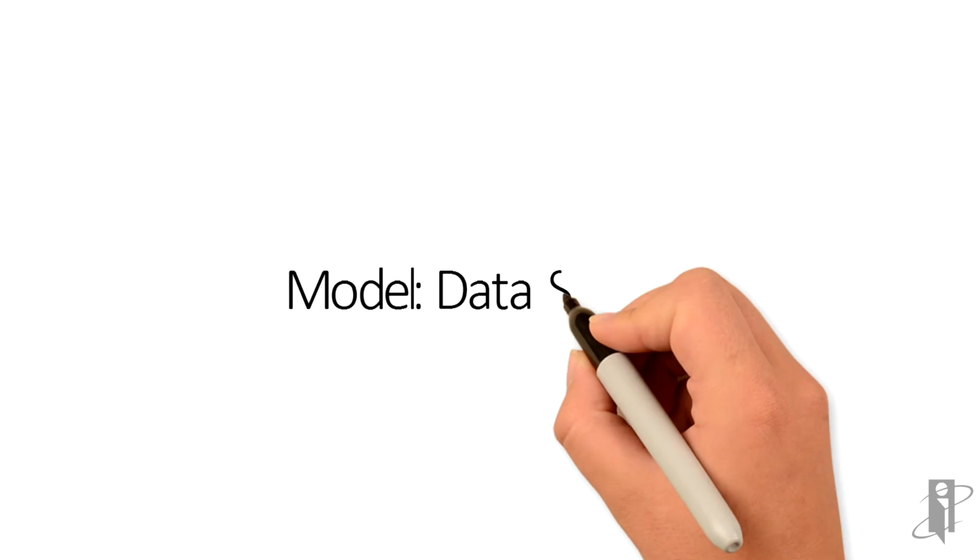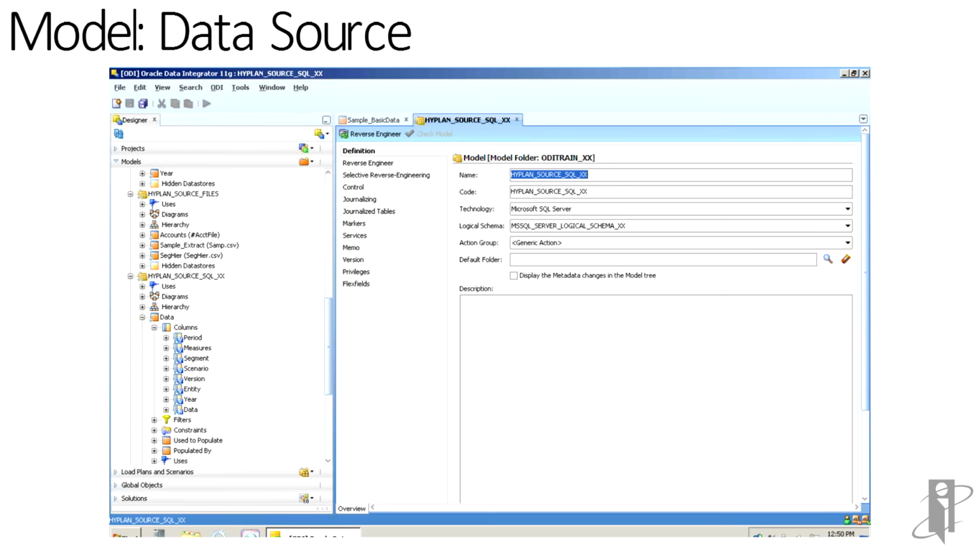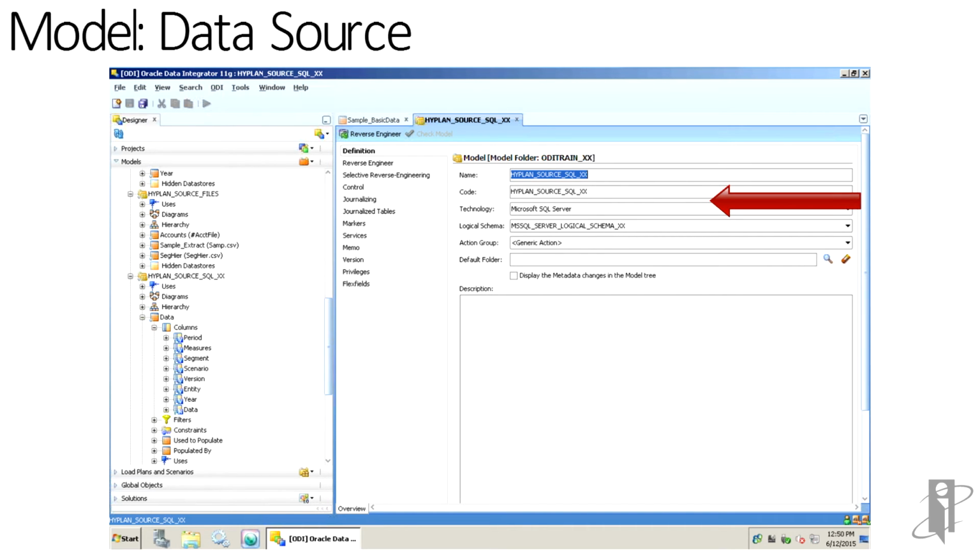The next thing we need to do is model our data source. Our data source is SQL Server, and we do the same thing we did for Essbase. We give it a name, we tell it what technology we're using, we tell it what schema we're going to use. Again, we define that when we set up the topology. And the next thing we do is reverse engineer that particular database. And you'll notice that it brought it in and told us what columns we have in the table we're interested in.